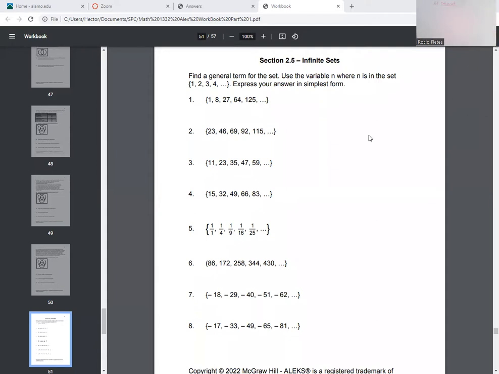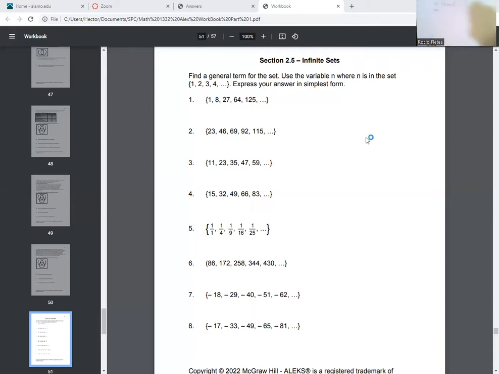Now here, they're not asking us to define infinite sets, or asking if these are infinite sets. They're telling us these are infinite sets and they want us to find a general term for the set. Use the variable n, where n is in the set 1, 2, 3, 4, and express your answers in simplest form. So n is in the set. In other words, n is an element of the set. So we can write that n is a natural number, because remember the natural numbers.